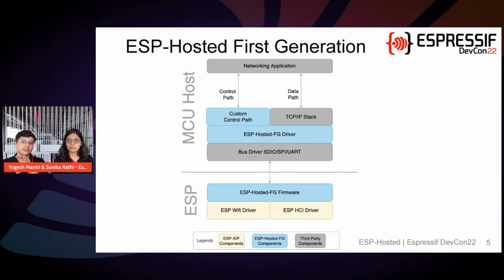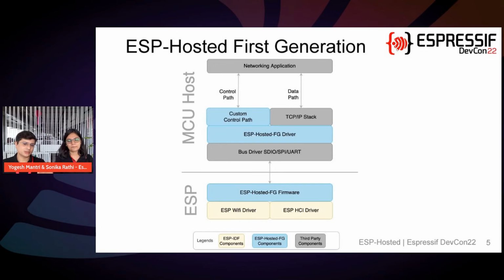Yes, this is specific to ESP hosted first generation. It is almost similar to the previous block diagram. You can see the ESP components and the yellow colored, blue colored components are almost the same. You can spot the difference. There is one extra blue colored box on the MCU host side. Right. So I'll try to explain in a stepwise manner.